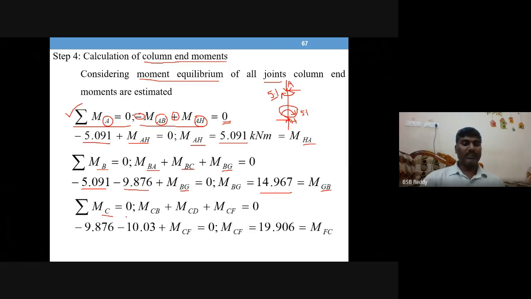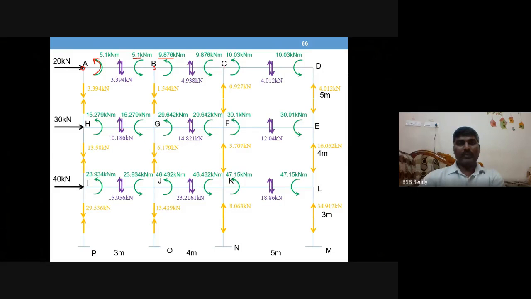Next, joint C. Let us see joint C. It has CB, CD, and CF. For CB, you have the value 9.876. This is the end moment.